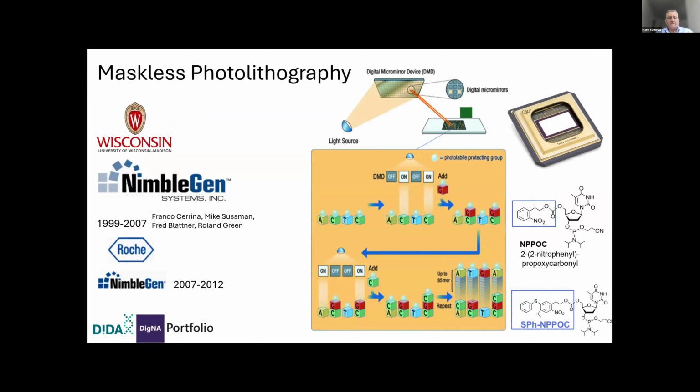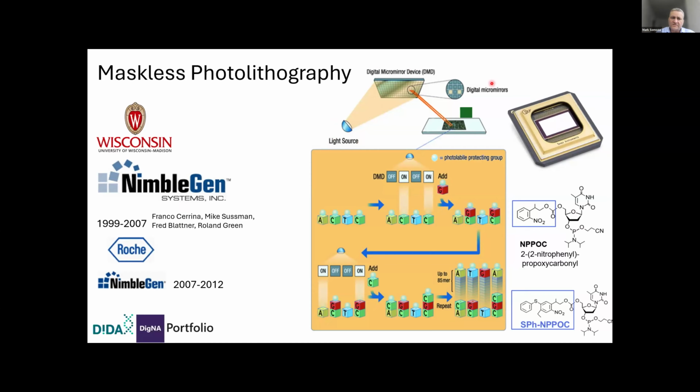Some years after that, roughly 10 years after that, there was an innovation at the University of Wisconsin. Franco Serena, a physicist, got together with some biologists and chemists, and they came up with an analogous system. But instead of using complex industrial machinery, they built an optical system, also with a light source, but instead of using physical masks that you shine light through, they introduced the use of these digital micromirror devices.